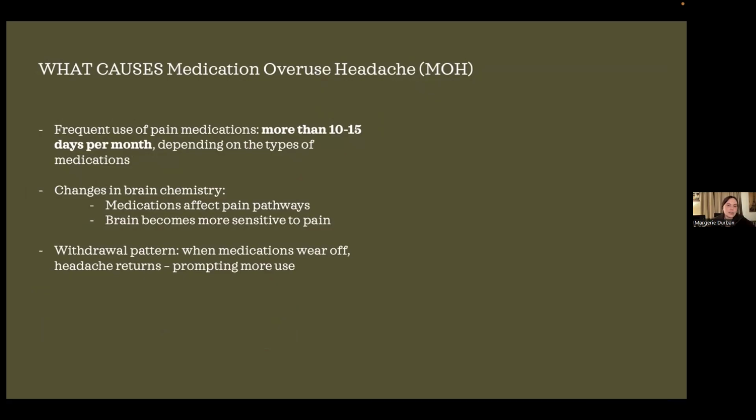So what causes medication overuse headache? We talked about this a little. It's frequent use of pain medication, typically more than 10 to 15 days per month, depending on the type of medication. And this can cause a change in brain chemistry. The process is not well understood at this point. There are several theories as to why this happens.